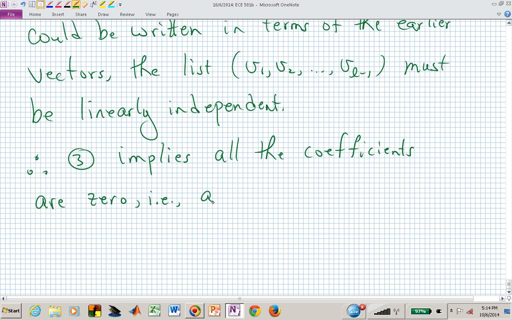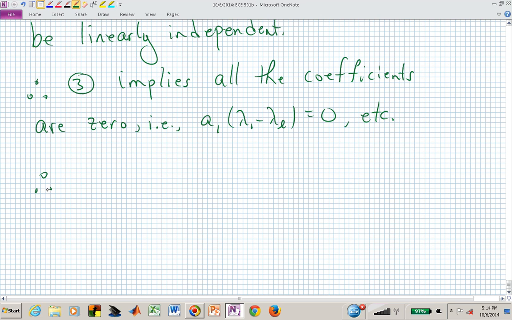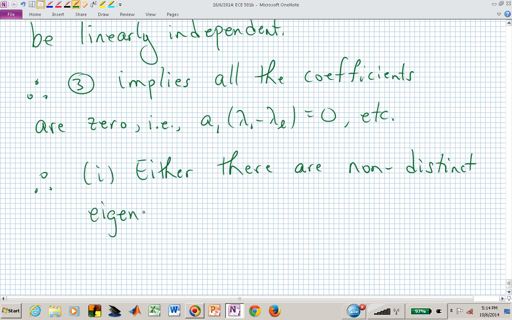i.e., a sub 1 times lambda 1 minus lambda sub L is equal to 0, etc. And therefore, we have one of two possibilities. Either there are non-distinct eigenvalues, meaning lambda 1 is equal to lambda sub L, lambda sub 2 is equal to lambda sub L. That gives us a contradiction.